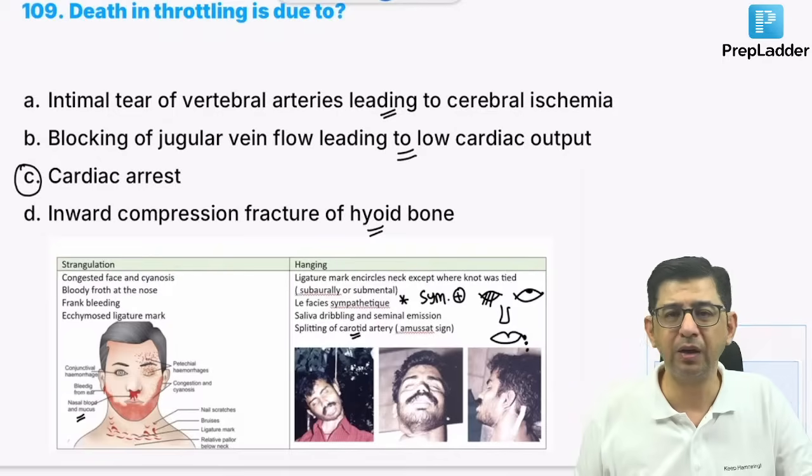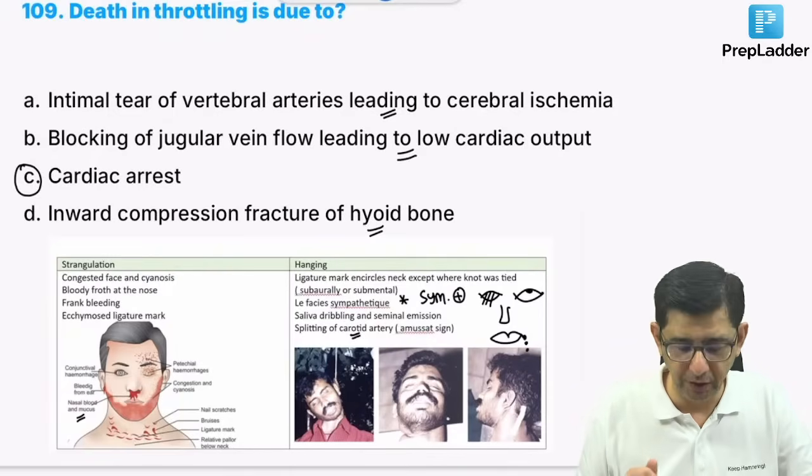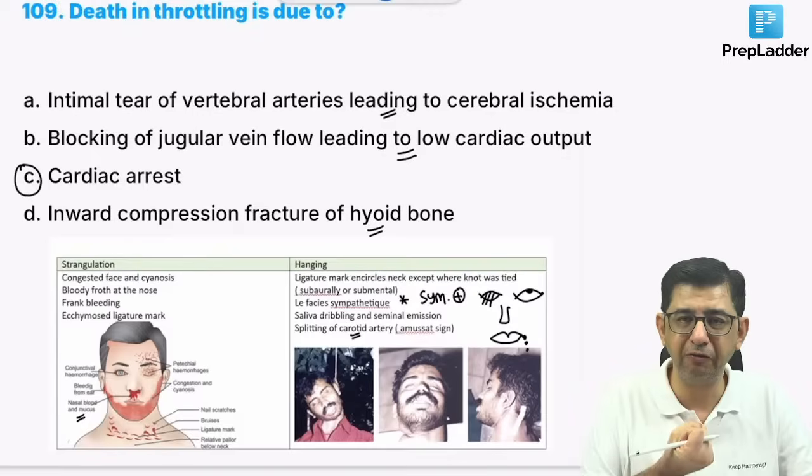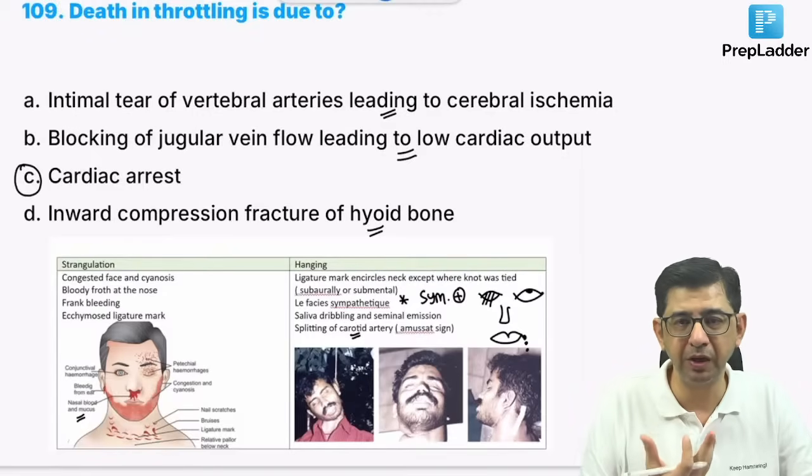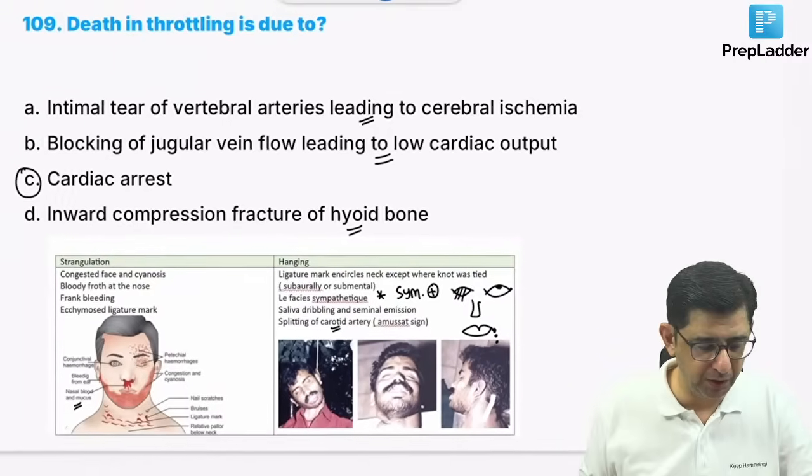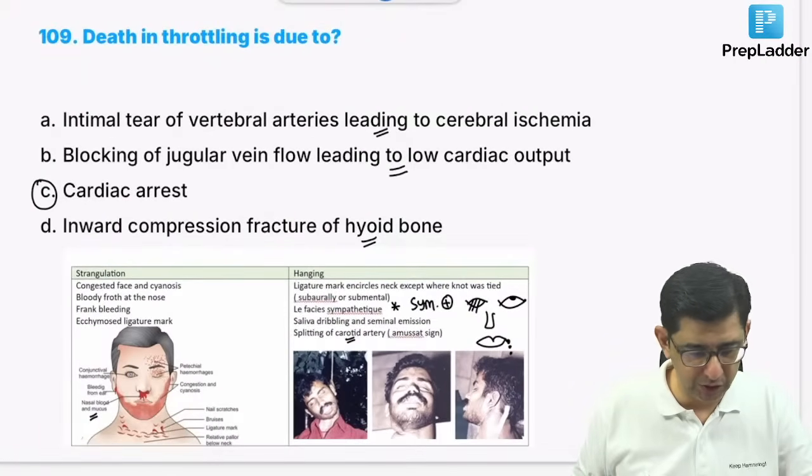The death in throttling is due to cardiac arrest. And anytime there's going to be a death related to strangulation, bleeding from the nose would always be present. That's mainly because of the venous pressure, venous engorgement, and the increase in the venous pressure that would be occurring. The answer to this question is option number C.